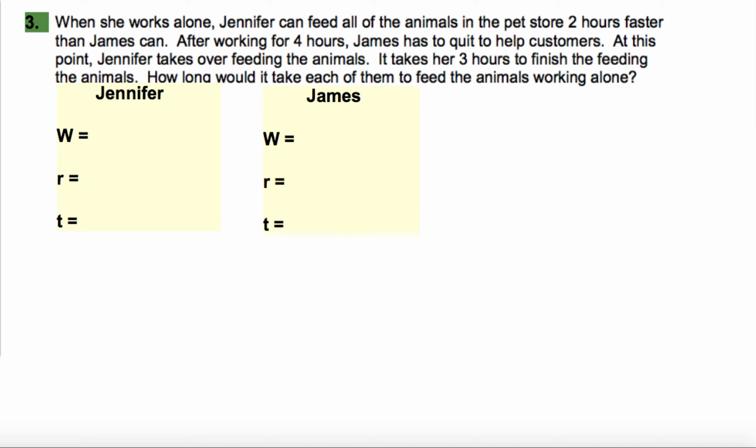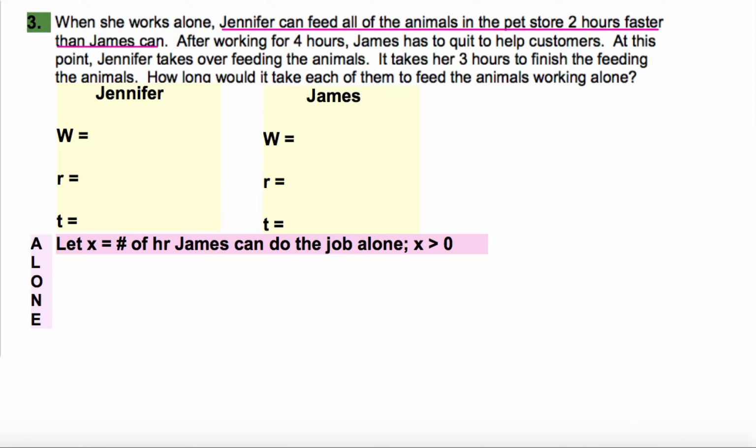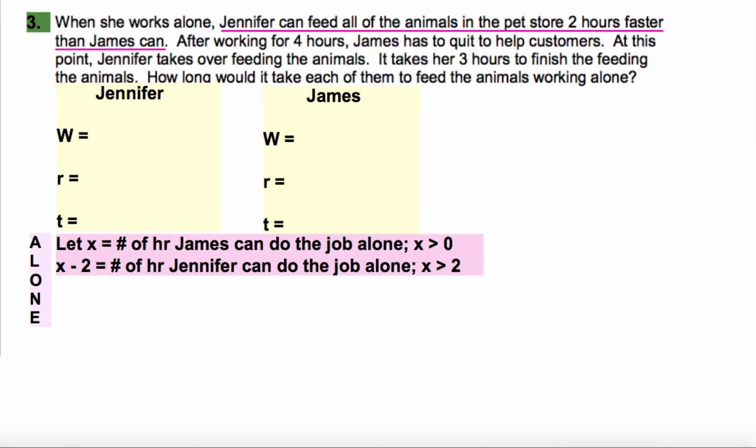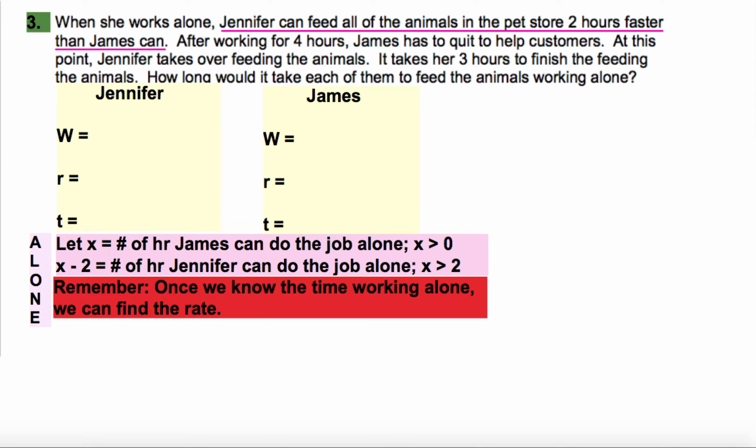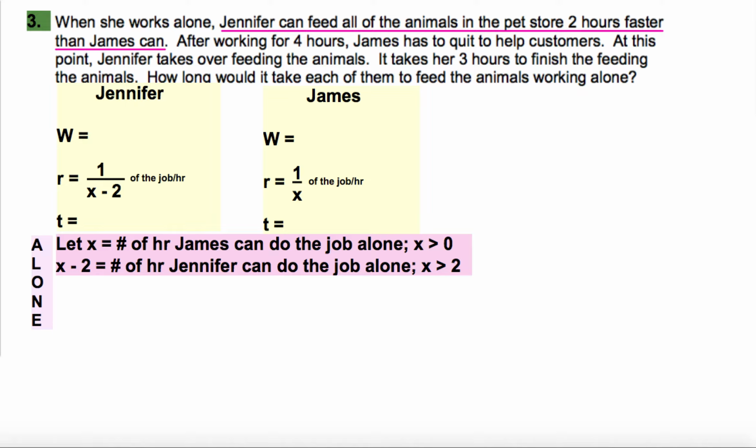Construct work rate timetables for Jennifer and James. Let x equal the number of hours James can do the job alone. X minus 2 is then equal to the number of hours Jennifer can do the job alone, such that x is greater than 2. Remember, once we know the time working alone, we can find the rate. Jennifer's rate is 1 over x minus 2 of the job per hour, and James's rate is equal to 1 over x of the job per hour.